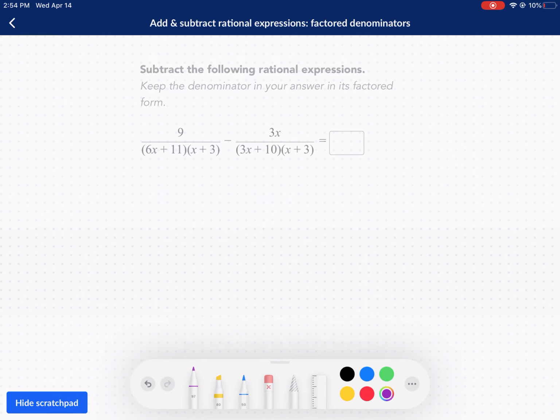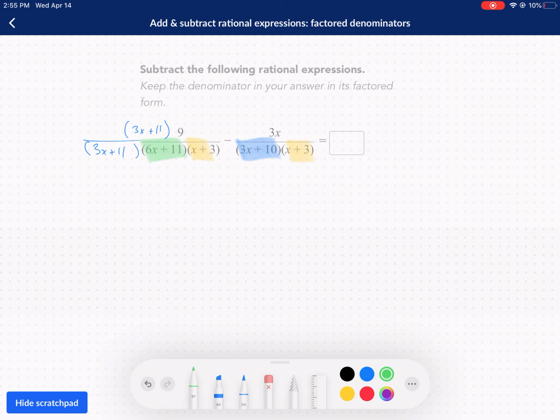Same process, but it's going to be a little tougher because we have this minus, and that minus needs to distribute to the top. Okay, so let's break down our components first. So we have a 6x plus 11, but not in the other one. They both have an x plus 3. That's good. But then this one has a 3x plus 10 and the other one does not. What does that mean? Well, that means we need to multiply this base by 3x plus 11. And what we do to the bottom, we also have to do to the top, 3x plus 11.